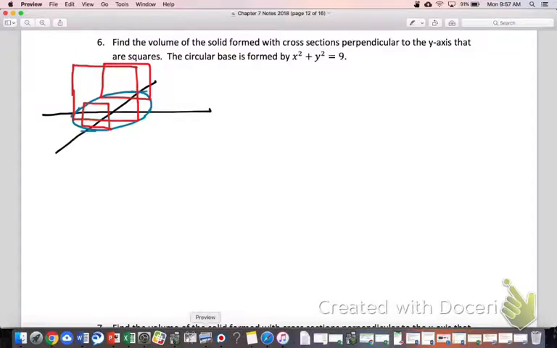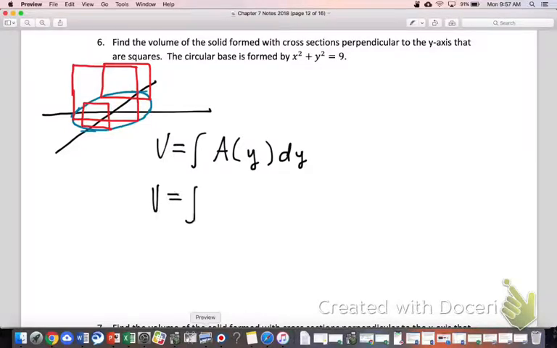So then as far as how we do this, I would recognize that we have cross sections. So we'd go volume equals integral of A of something, d something. This time did you guys use x's again, or did you use y's this time? Definitely y's, because we are perpendicular to the y-axis. Okay. So A of y dy. So then volume equals the integral from where to where. Where would you start accumulating and where would you stop?